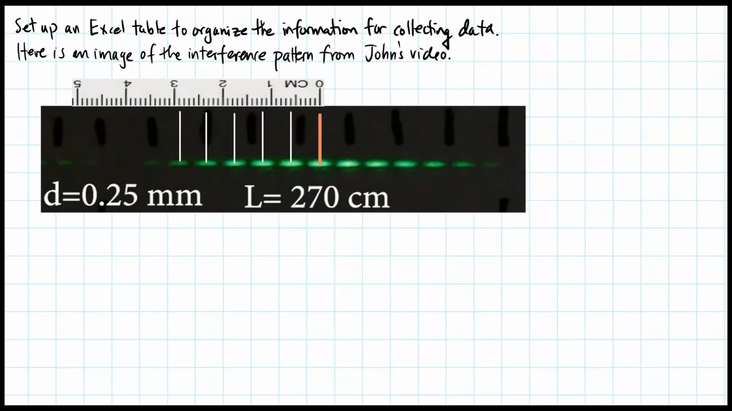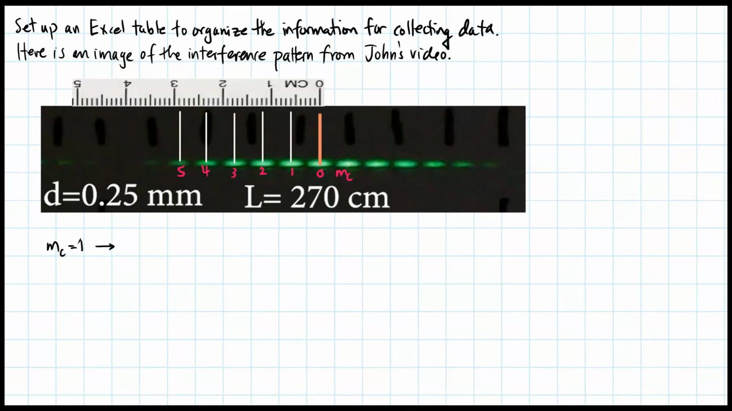Here's the image of the interference patterns from John's video. The first thing I'm going to do is label each of the fringes. So if this is m equal to 0, the central fringe, then I'm going to go 1, 2, 3, 4, 5. The first thing that I want to measure here is the location of the first fringe.